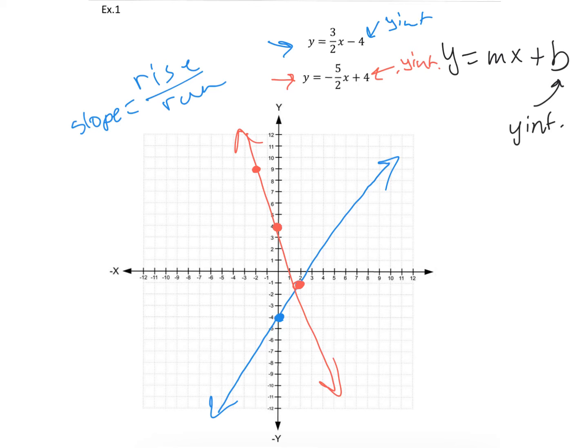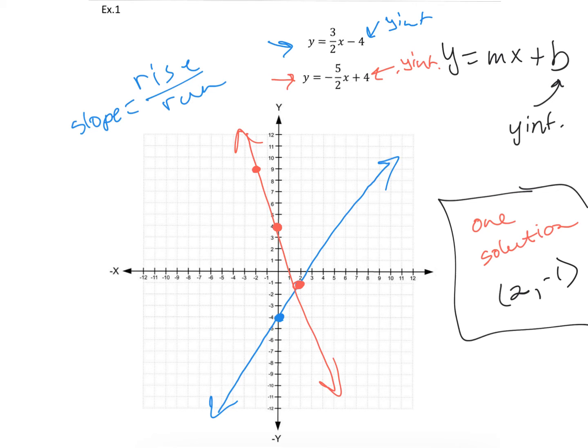And I see that they cross at 2, -1. You should write your solution as an ordered pair of whatever point that they cross at. And they both cross right here. Well, I think they did 1, 2, 3, 4, 5, 1, 2. Yeah. So that is my solution.